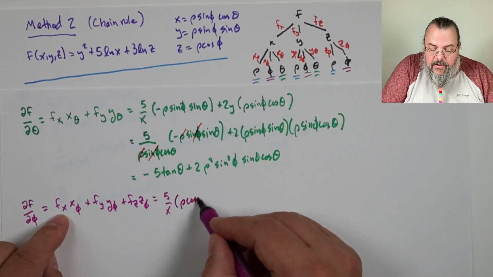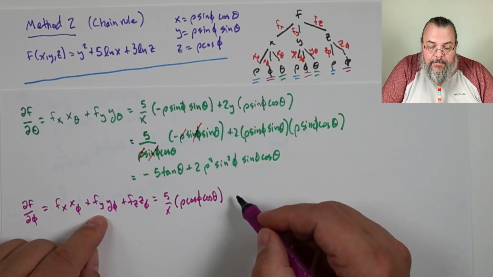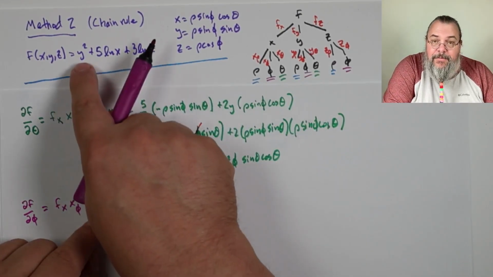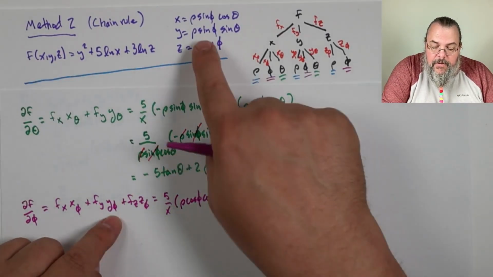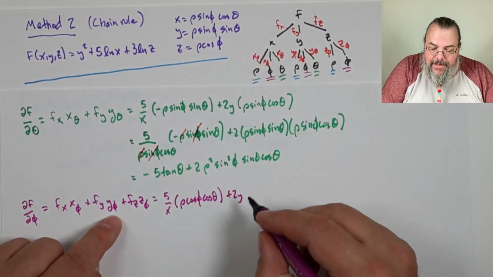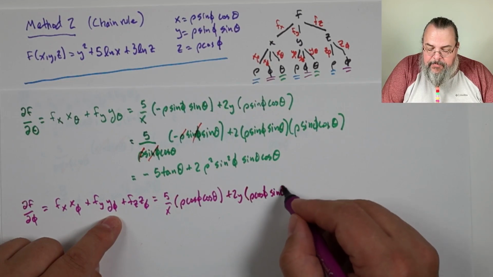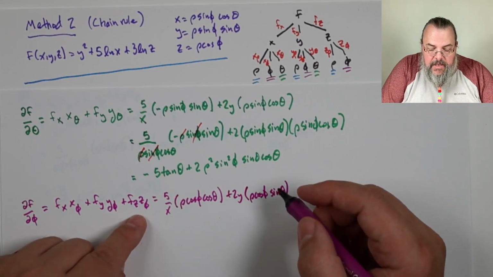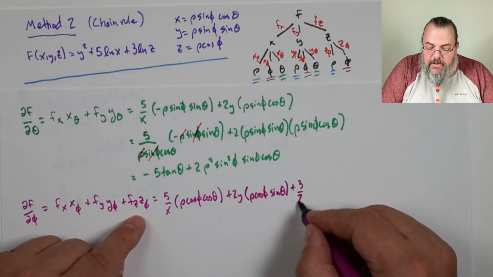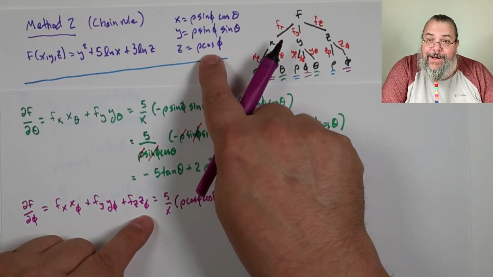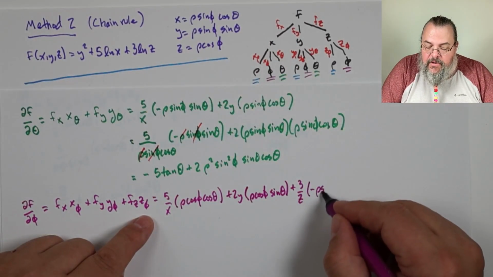So rho cosine phi, cosine theta. Now, f sub y. Well, we've already done it, but again, the derivative of y squared is 2y. So plus 2y. And y sub phi. Well, the only phi there is sine. The derivative of sine is cosine. So rho cosine phi, sine theta. And f sub z. Well, the derivative of f with respect to z is 3 over z. Z with respect to phi. All right, the derivative of rho cosine phi with respect to phi is going to be minus rho sine phi.